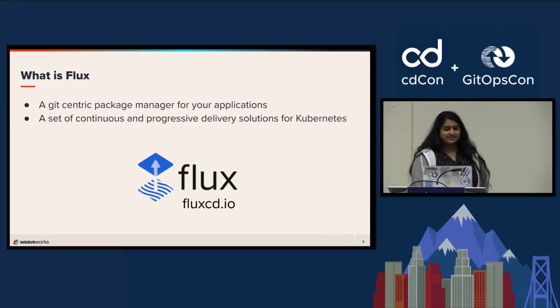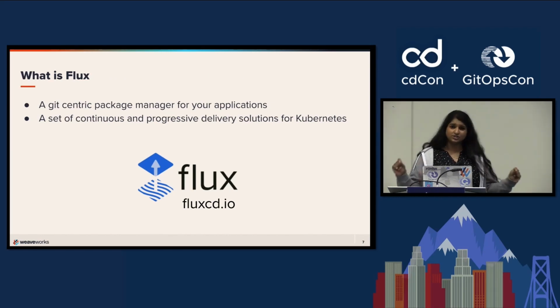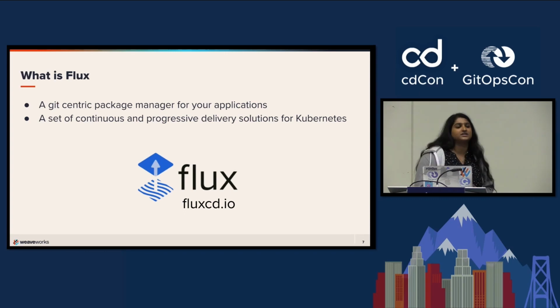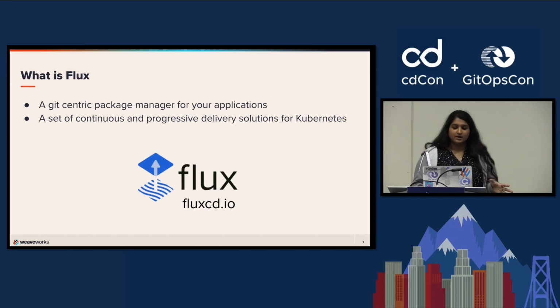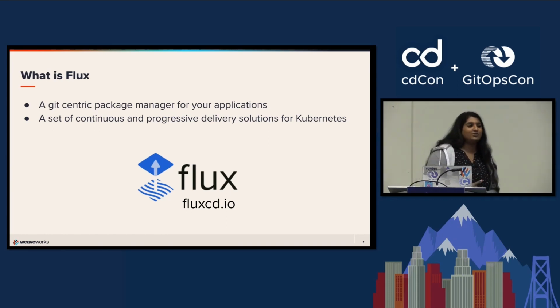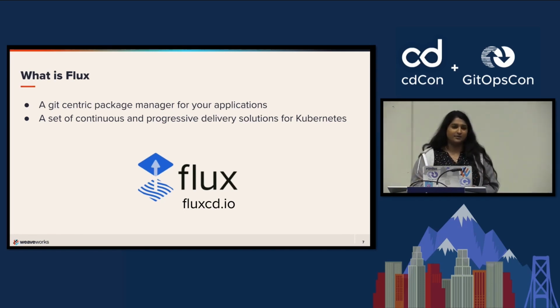Flux is a Git-centric package manager for your applications. The idea is that, and it's not just Git, by the way, that you can use as a source, but I'll mention that in a second. It was made for Kubernetes. It was created with all the things that you're probably already using in mind. So it's made to be very drag and drop. And because it's modular, it's extensible. You can tailor your experience with it, and you can do whatever you want with it. You can start really small, or you can get more in depth with it and do a lot more.